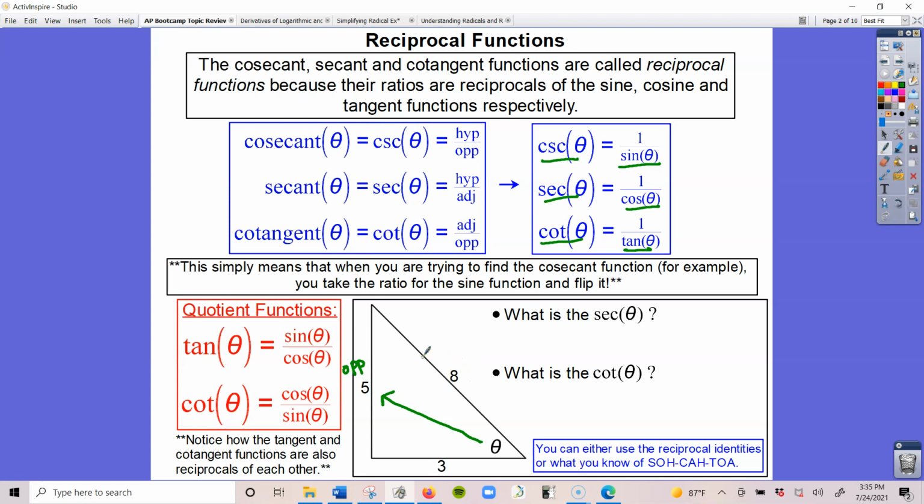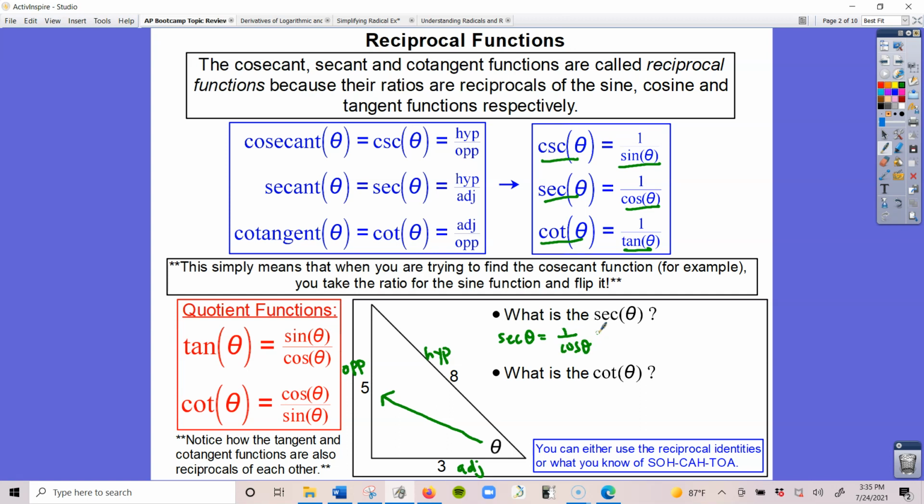8 is the longest, so that means it is the hypotenuse, which is also the diagonal. And then 3 is next to the angle, so this is the adjacent. Now remember that secant here, if I want to find secant, secant is the reciprocal of cosine.